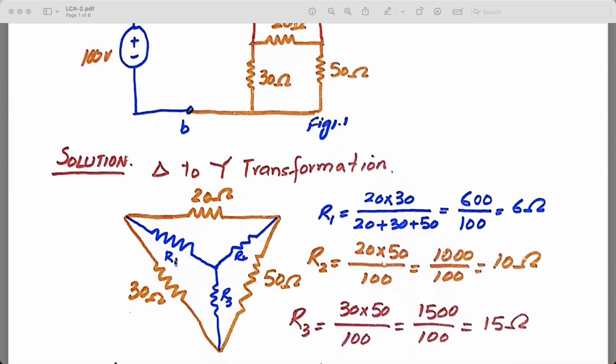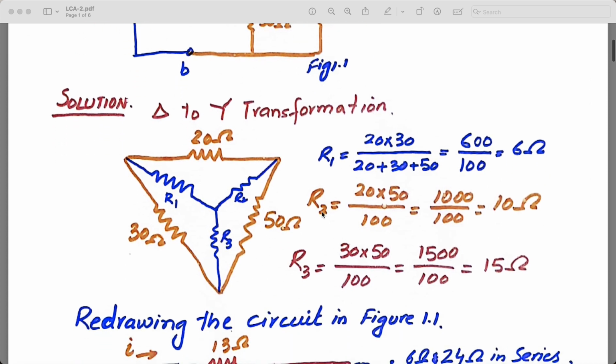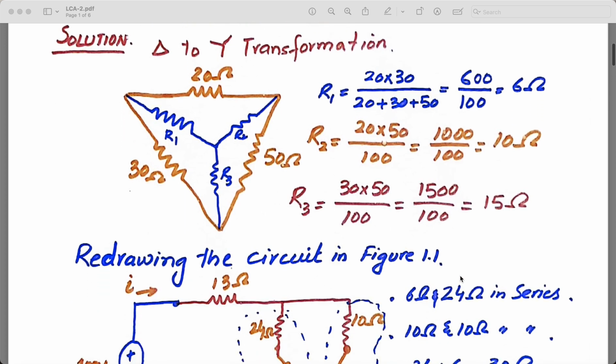In order to calculate this R1, the answer is the product of the adjacent components divided by the sum of all the resistances. So R1 is equal to 6. Similarly for R2, product of this divided by sum of all. For R3, product of this one divided by all 3. So you can calculate R2 as 10 ohm, R3 as 15 ohm.